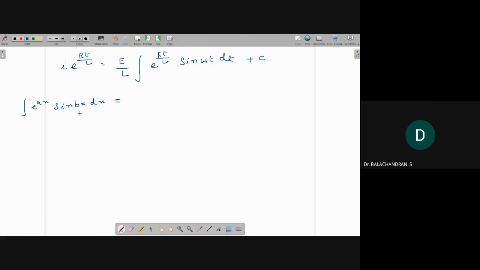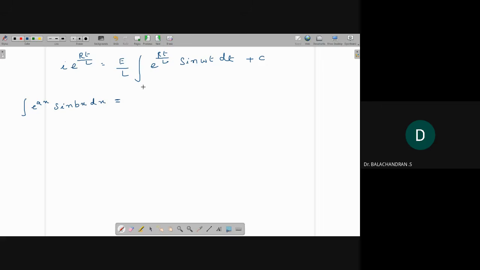Actually, using integration by parts only you use here, but the derivation is also there in your book, maybe. Suppose if your teacher... I don't know whether, I think at least Andhra Pradesh students studied this one.